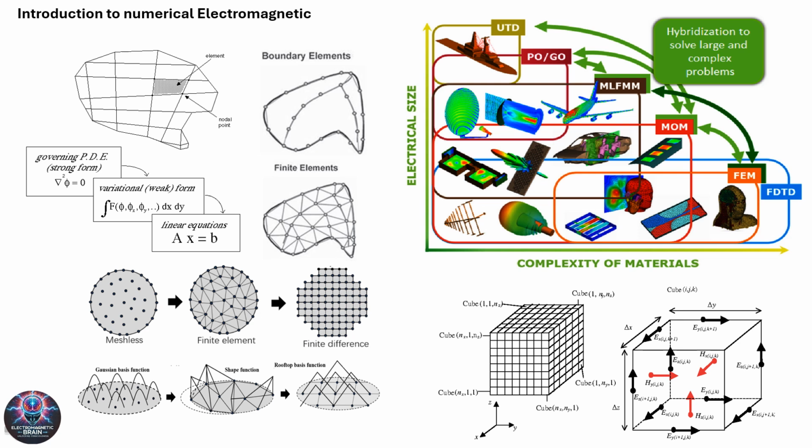The schematic shows the meshing process for both BEM and FEM, highlighting the discretization strategy used in each method. The slide also includes a visual representation of the different numerical methods by comparing their performance based on electrical size and material complexity, shown on the right side.